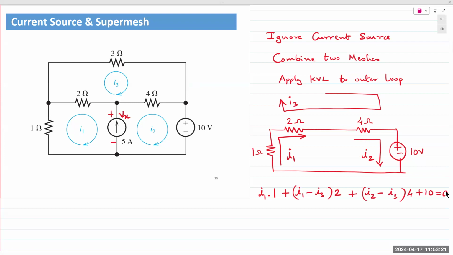We still have to account for the shared branches. We have I1 going clockwise and I2 going clockwise in mesh 1 and 2. We have to keep those as they are. In mesh 3, we have I3 going clockwise. We have to account for that also. Let me know if you have any questions.